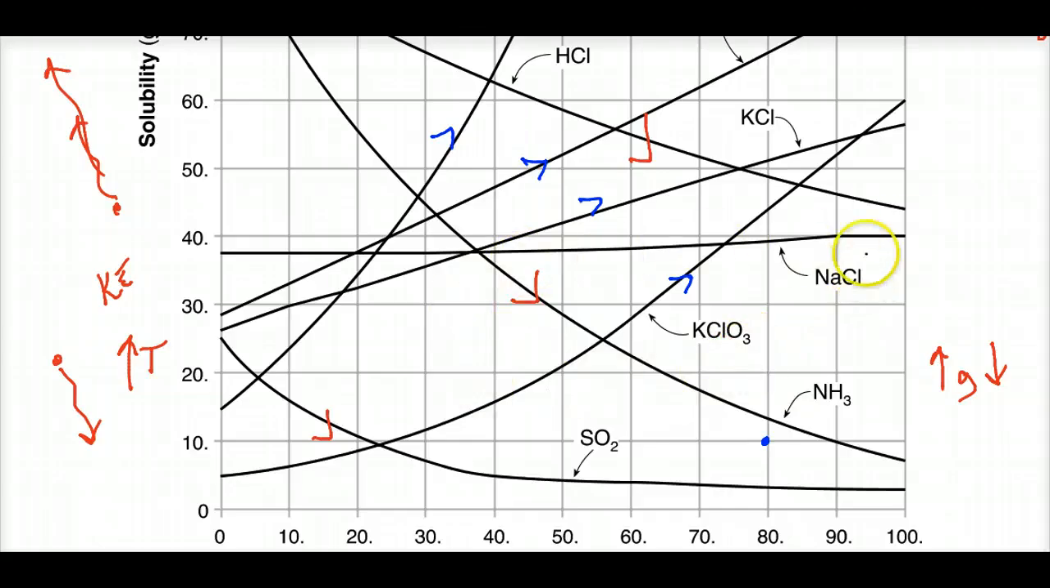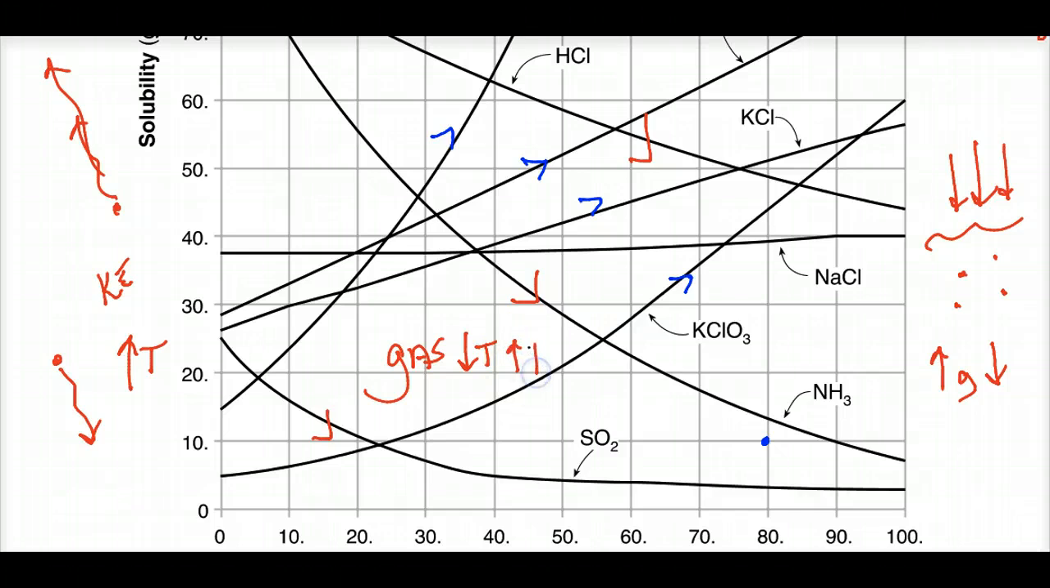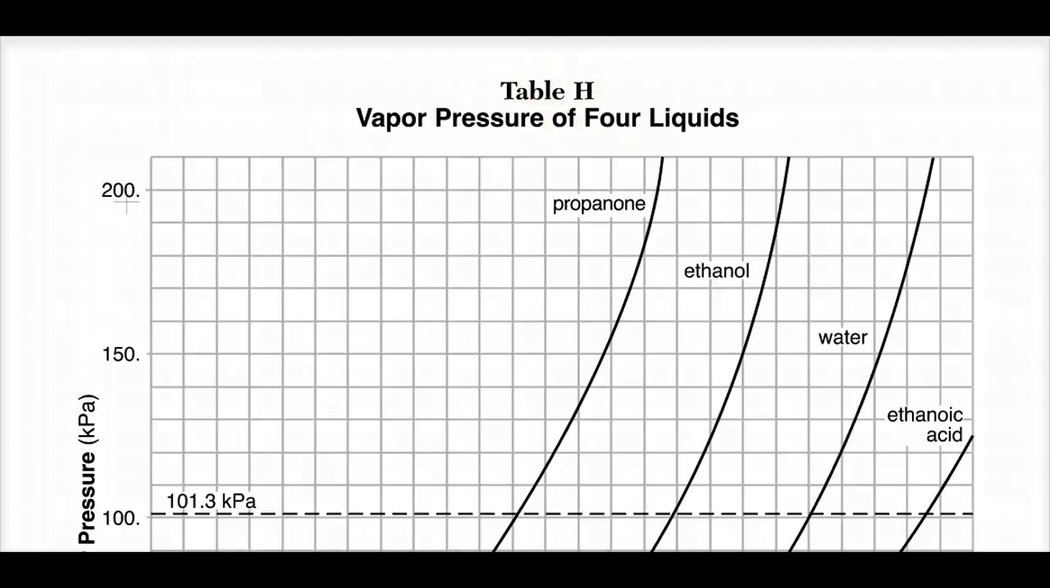Something that this chart does not talk about, but is implied as well, is that the solubility of a gas depends on pressure. If you have a gas in a liquid, higher pressure keeps the gas from leaving. So gases are more soluble at lower temperatures and higher pressures. Very important.